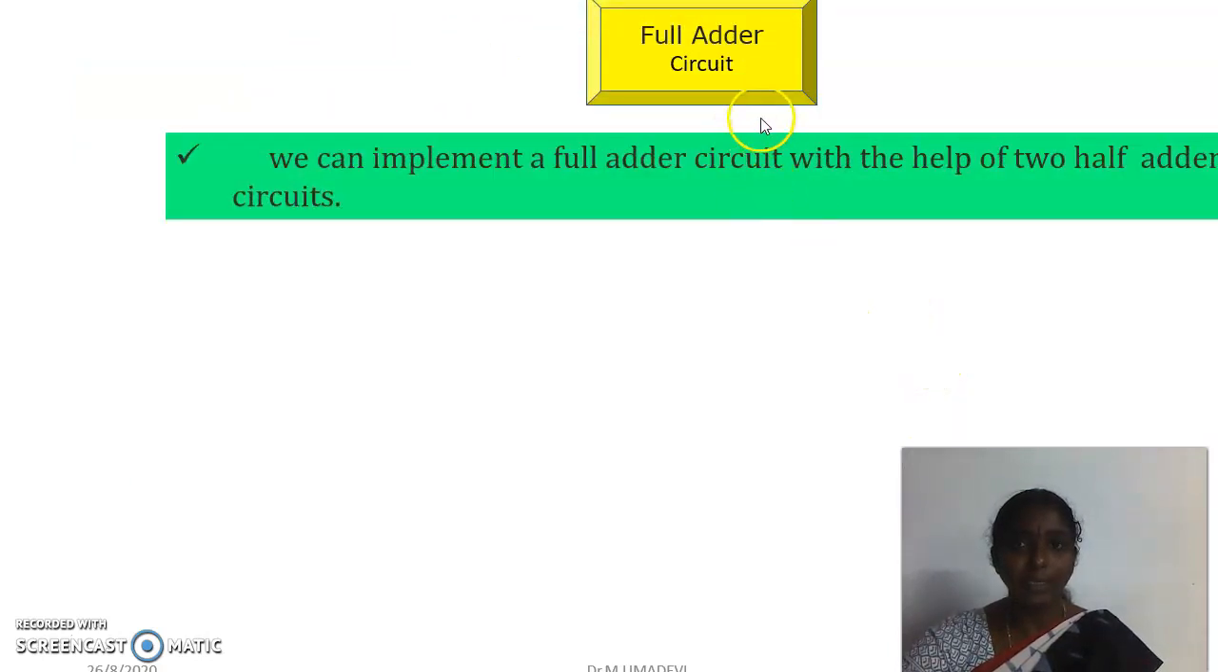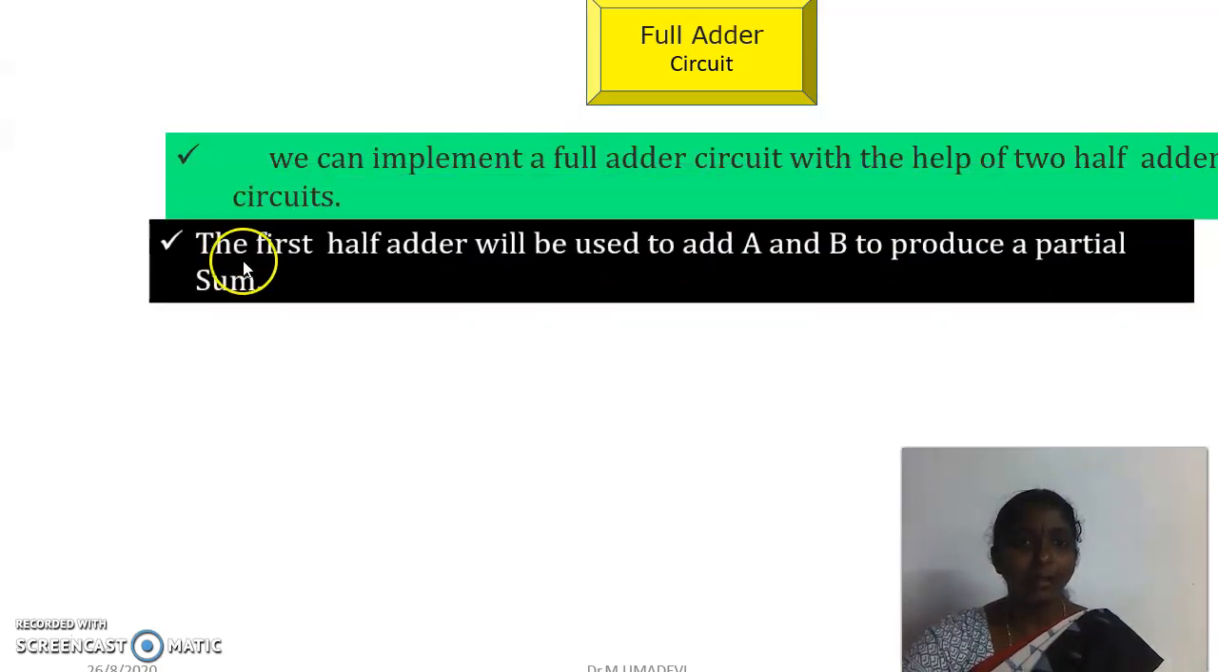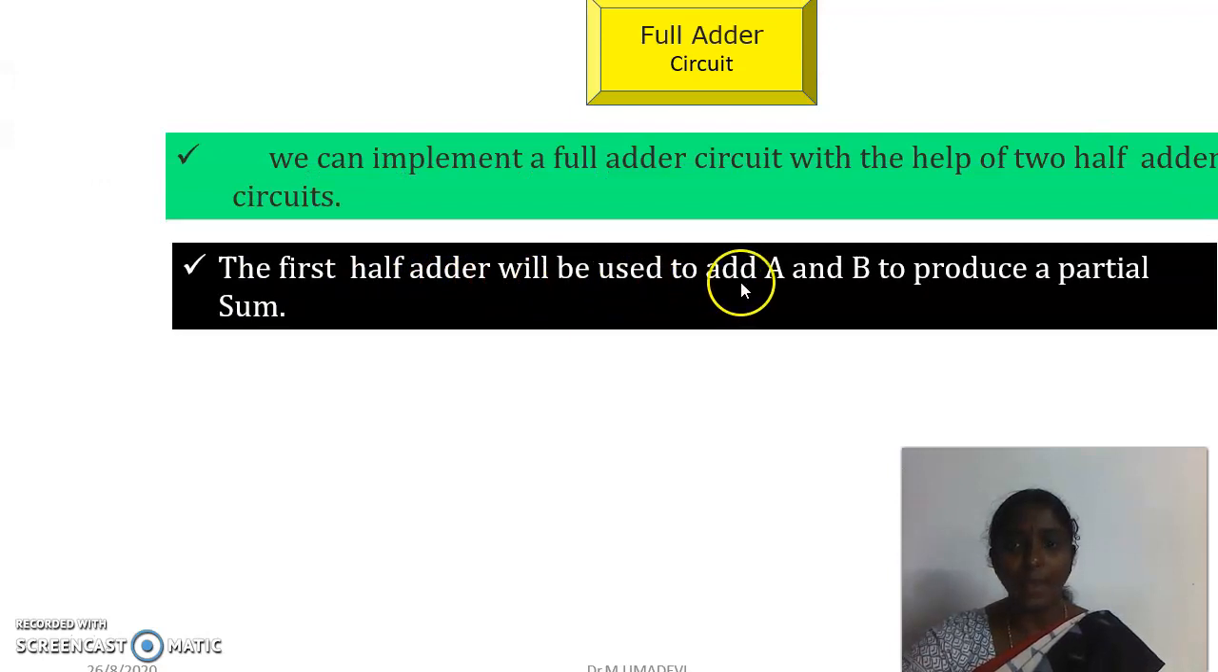Next one, the full adder circuit. What have we concluded through the full adder circuit? We can implement a full adder circuit with the help of 2 half adder circuits. So this is also another way. The first half adder will be used to add A and B to produce a partial sum. So the full adder can be implemented with the help of 2 half adders.